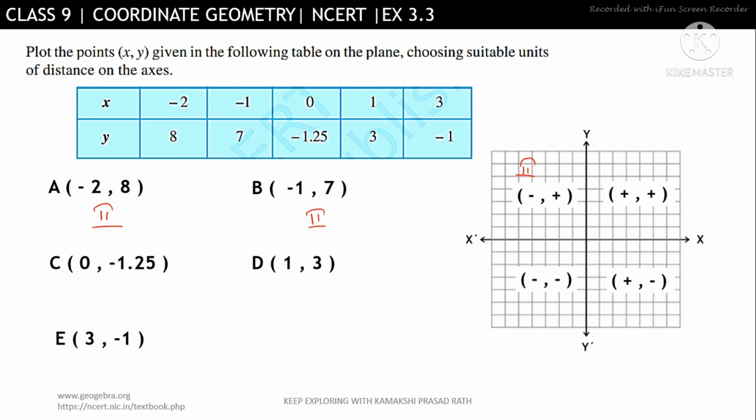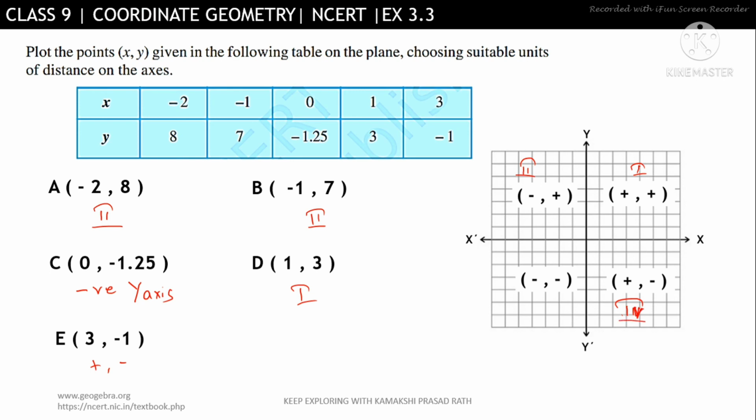Now point C, that is (0, -1.25). The x-coordinate is 0, so there is no movement along the x-axis. There will be only movement along the y-axis, and that too towards the negative y. So it will lie on the negative y-axis. Next, point D is both positive, so the first quadrant. And the last one, point E (3, -1), positive and negative, is in the fourth quadrant. As you can see here, positive and negative is in the fourth quadrant.